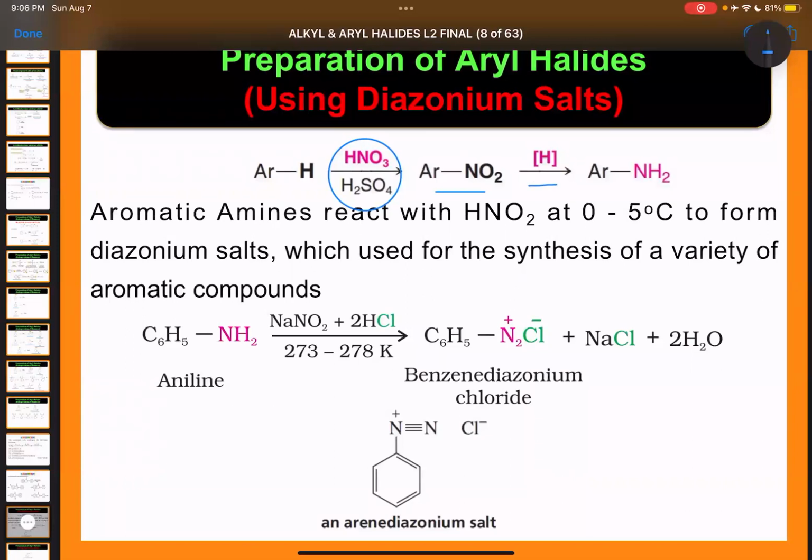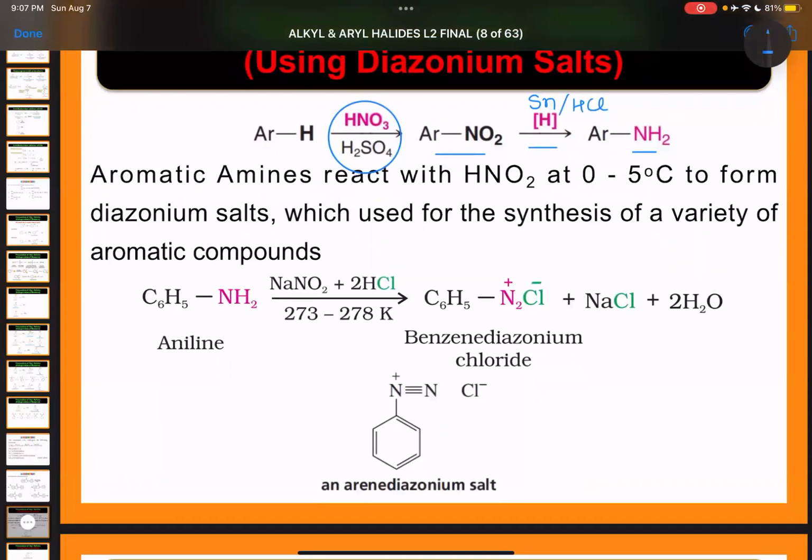You do the reduction of nitrobenzene, and when you reduce nitrobenzene, it turns into aniline. How do you do the reduction of nitrobenzene, do you remember, Samira? Here it is represented by H. Actually, you take tin and HCl, metal and HCl. And you keep the temperature, and this is aniline. This is the preparation of aniline.